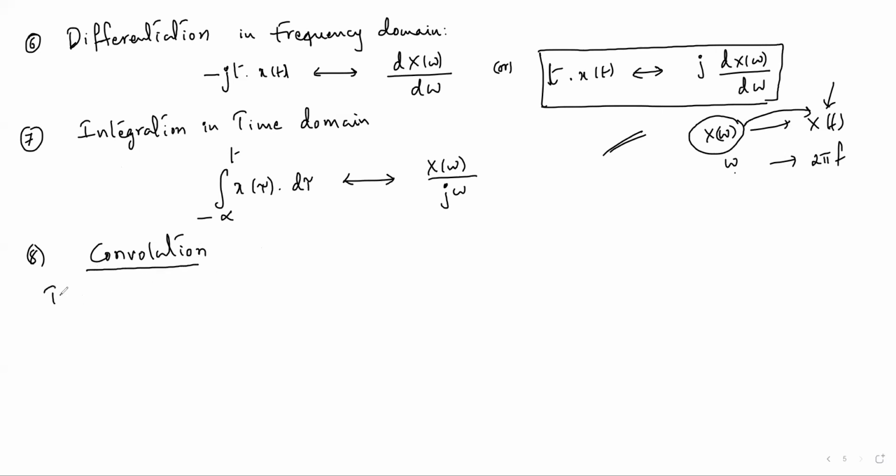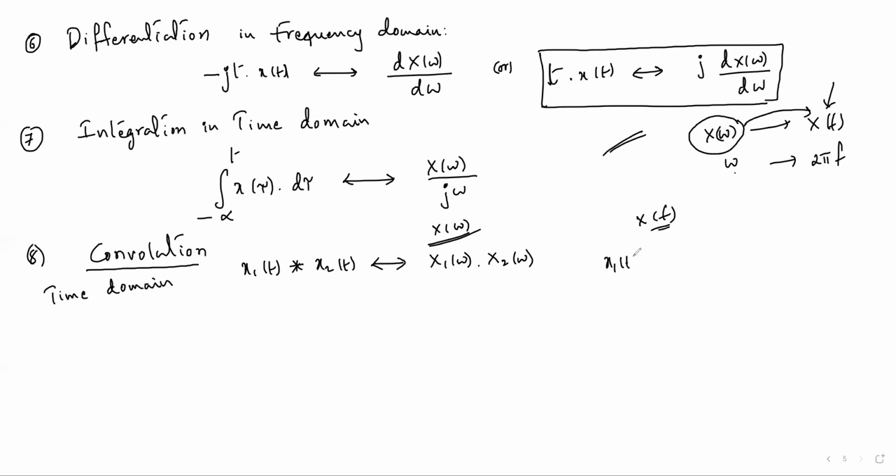So first, time domain convolution. Here, x1 of t convolution x2 of t, Fourier transform is x1 of omega multiplied with x2 of omega, and in x of f also, x1 of t convolution x2 of t is Fourier transform multiplication of these two signals.